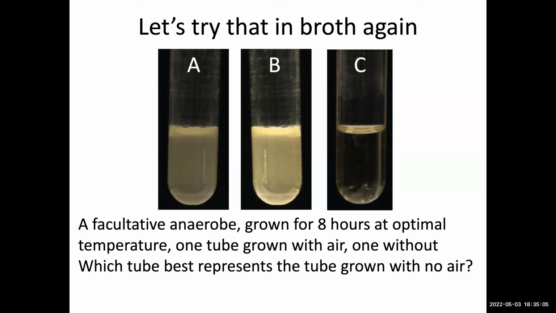So in this situation, we're not talking about 2 different organisms now. We're talking about a facultative anaerobe inoculated into 2 identical tubes, but one's grown in air and one's grown without air. Which of these 3 pictures best represents the one grown with no air? Great. Everybody's guessing A, and this time A is the right answer.